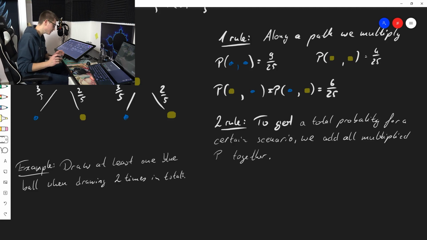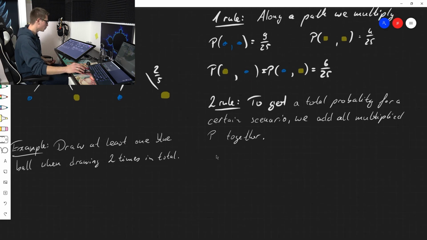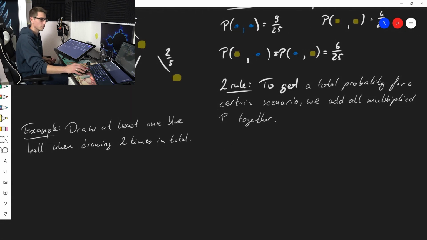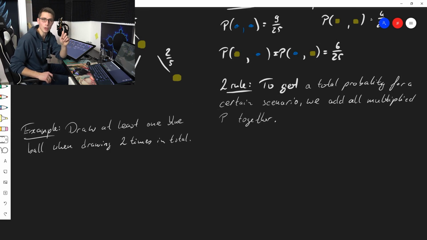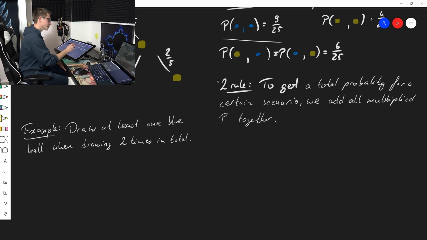And now our example is draw at least 1 blue ball when drawing 2 times in total. And with our rule and what we have found out before, so the first path rule, it's rather simple actually. Namely, drawing at least 1 blue ball also means that we can draw 2 blue balls, because at least means you can also draw more than that. Meaning we are going to add this probability to this probability and this probability.